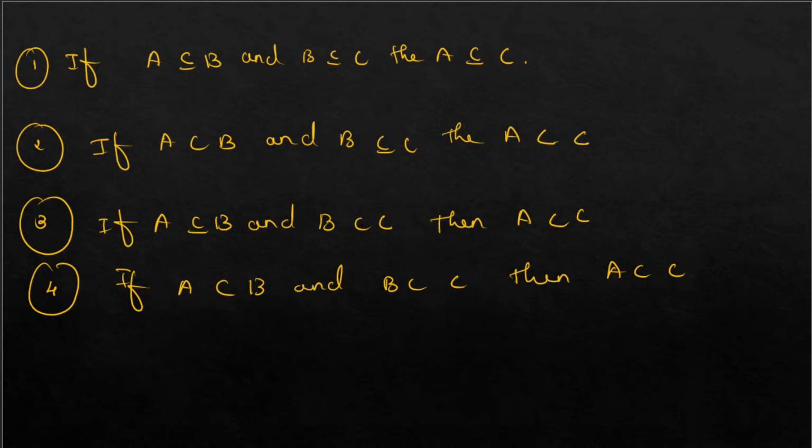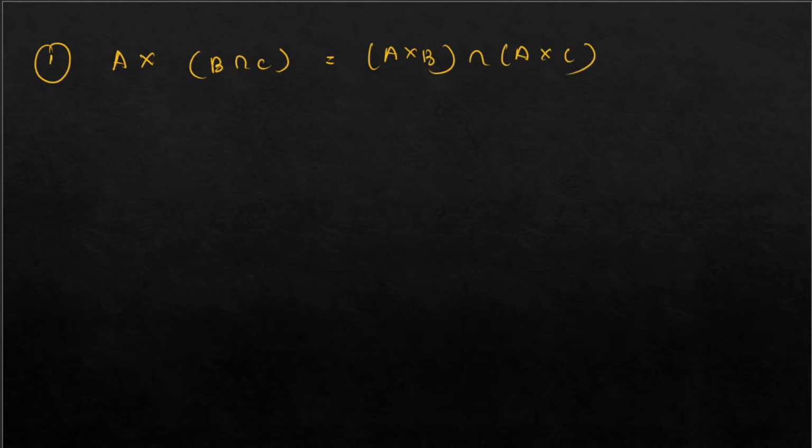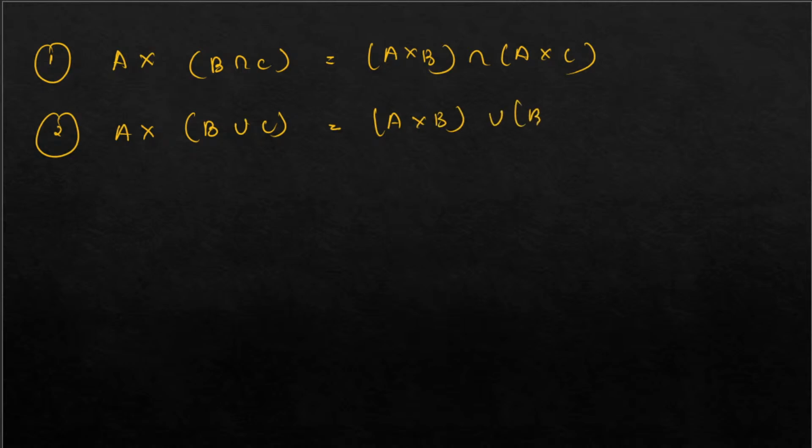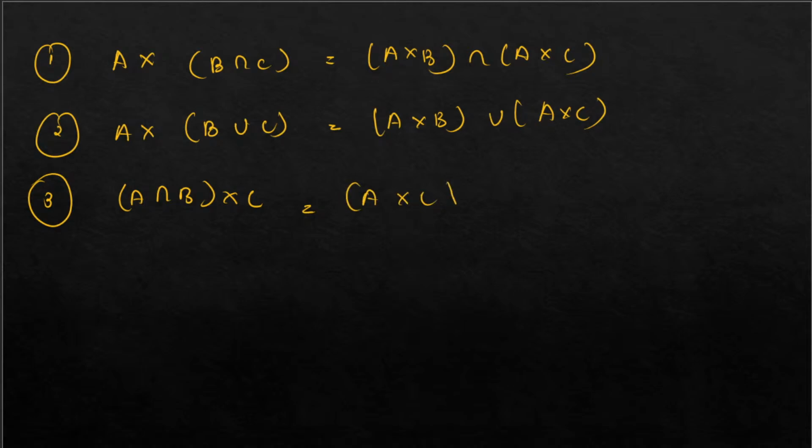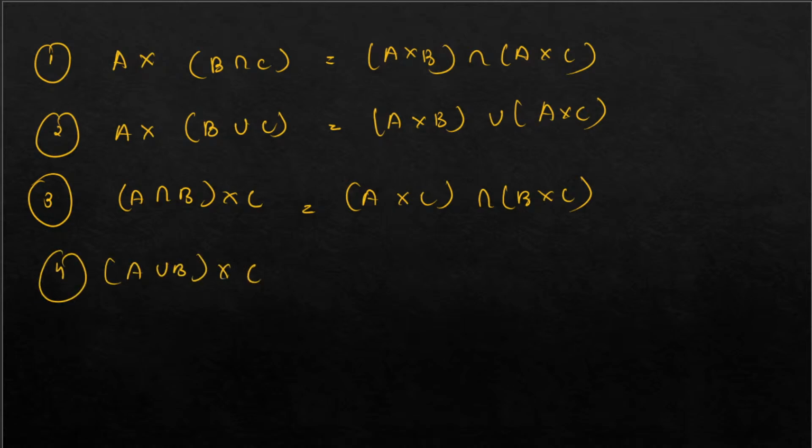Okay, so let's note the next one now. A cross B intersection C is equal to A cross B intersection A cross C. Second is A cross B union C is equal to A cross B union A cross C. Third is A intersection B cross C is equal to A cross C intersection B cross C. Fourth is A cross B intersection C is equal to A cross C union B cross C.